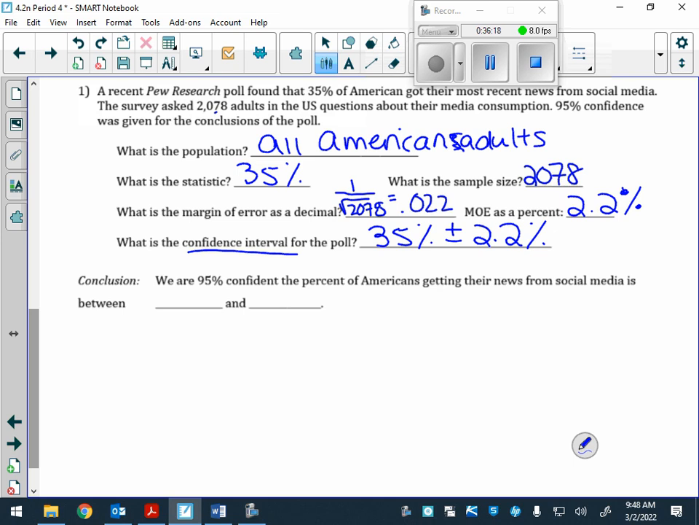35 minus 2.2. Eleanor? 32.8, and then 35 plus 2.2. Go ahead. 37.2. So this confidence statement is your conclusion, where you're subtracting the margin of error as well as adding it. Okay, let's try another one.